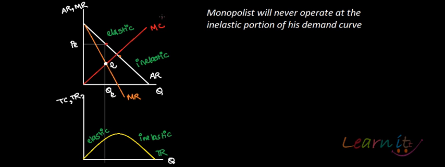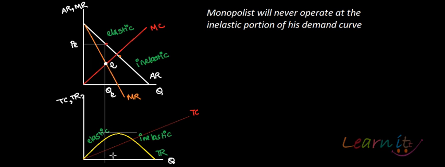You can also have one more argument here. In case the total cost is given somewhat like this, this is the total cost of the monopolist. Clear? Now, where is the profit maximized? When the gap between the total revenue and the total cost is maximum, which occurs at this point.